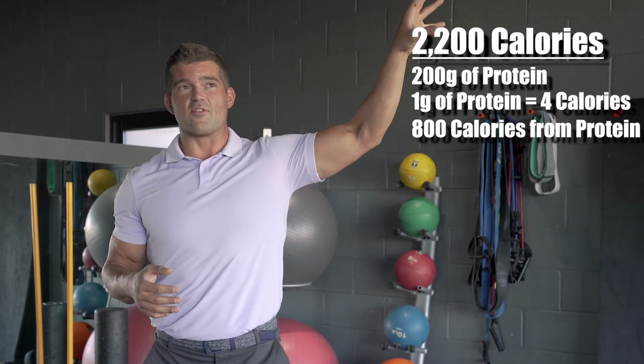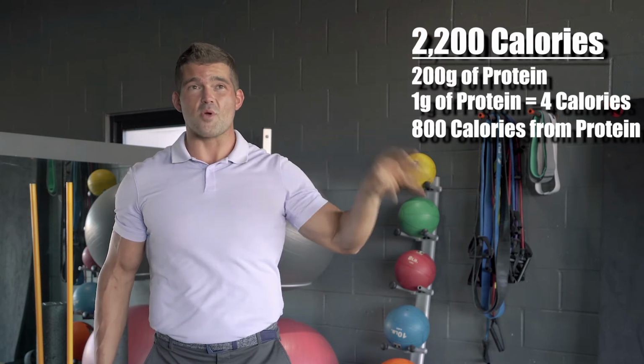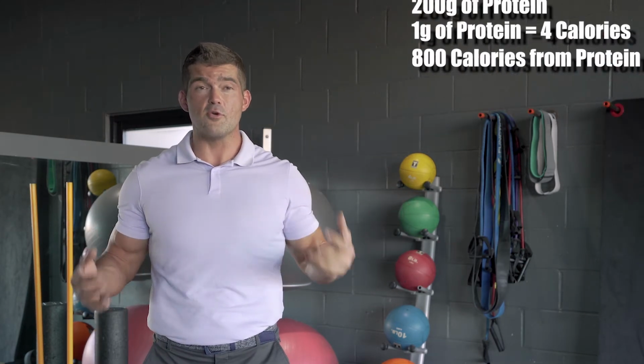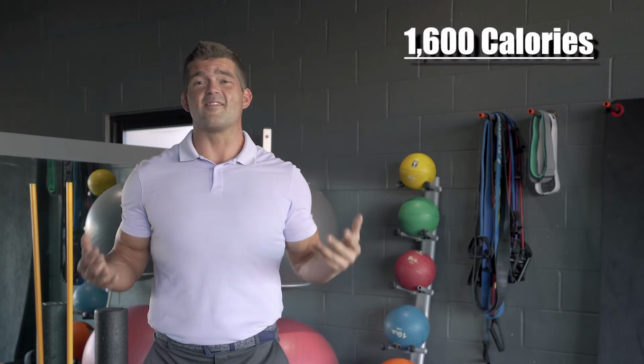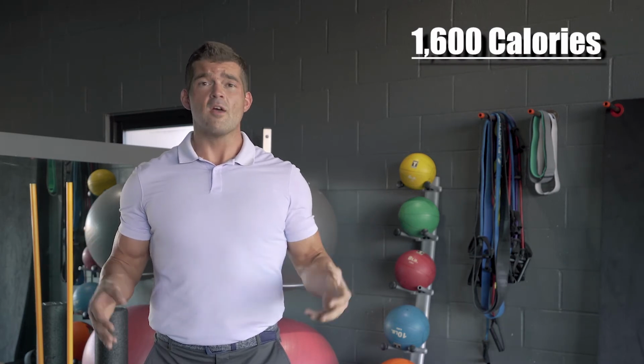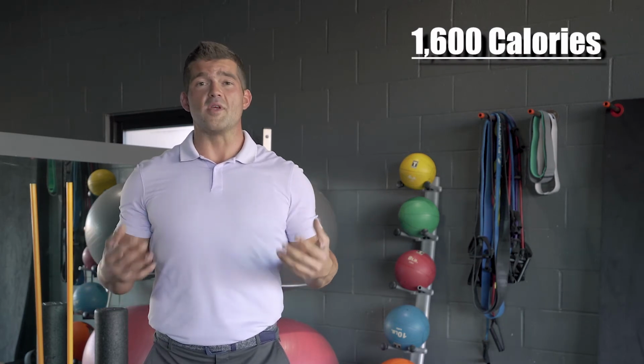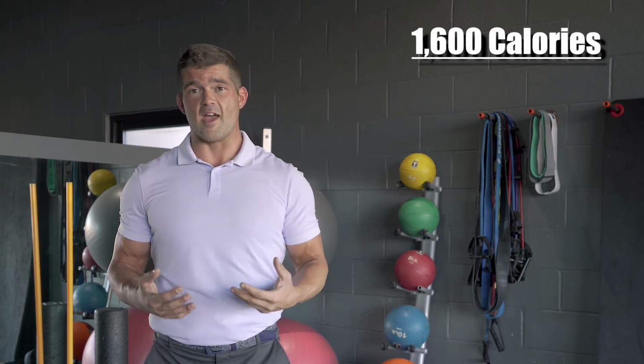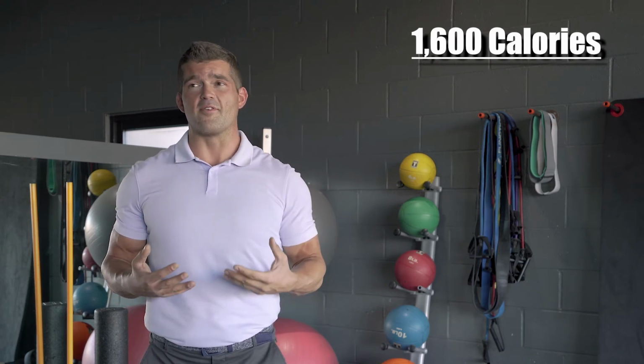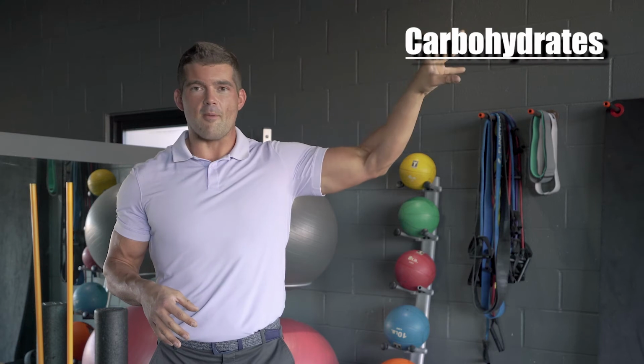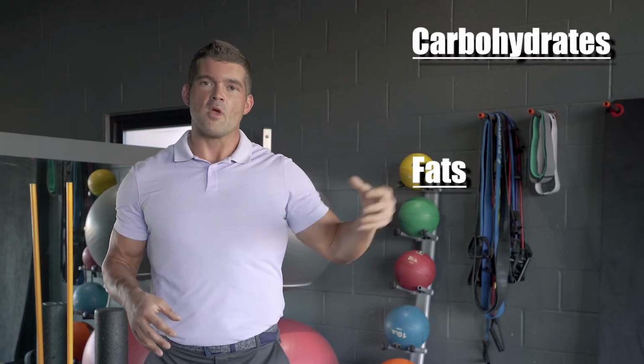Now we can take that 2,200 number and subtract our 800 calories. When we do that, we get 1,600 calories left, okay? So now we know that we need 200 grams of protein per day, and we have 1,600 calories left to allot for our carbohydrates and our fats, all right? So what's the next macronutrient we want to calculate, guys? We want to calculate fats next because they are essential.